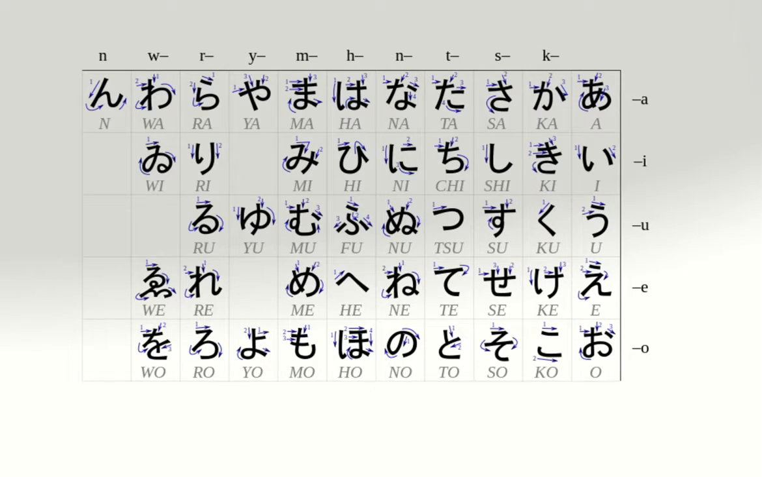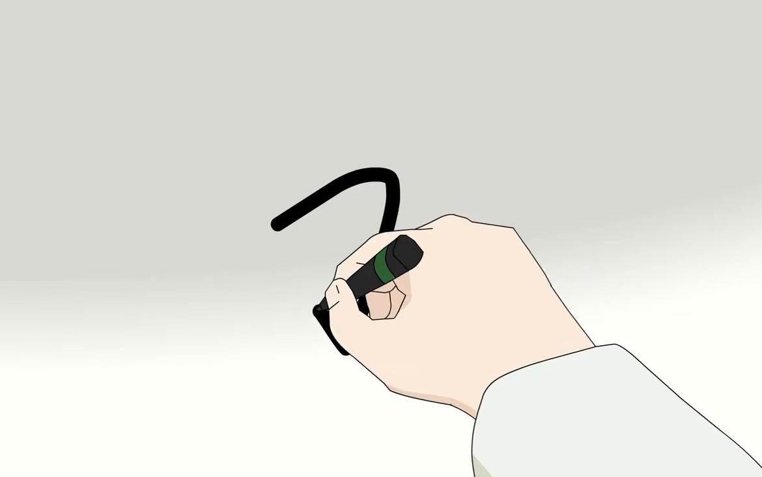Let's begin. The first letter is ka. Now you combine ka with another character. For example, kai, which means shellfish.